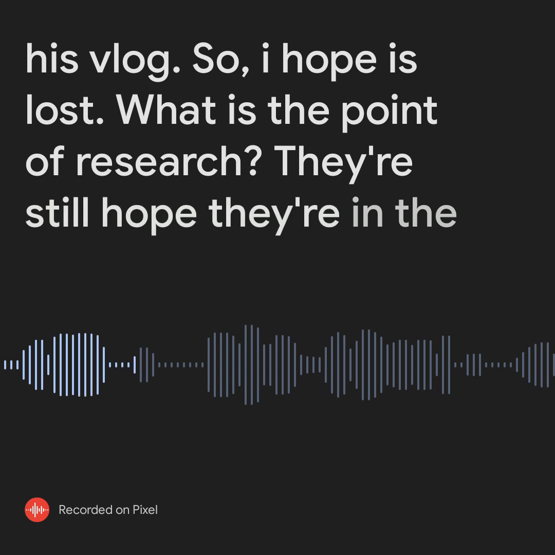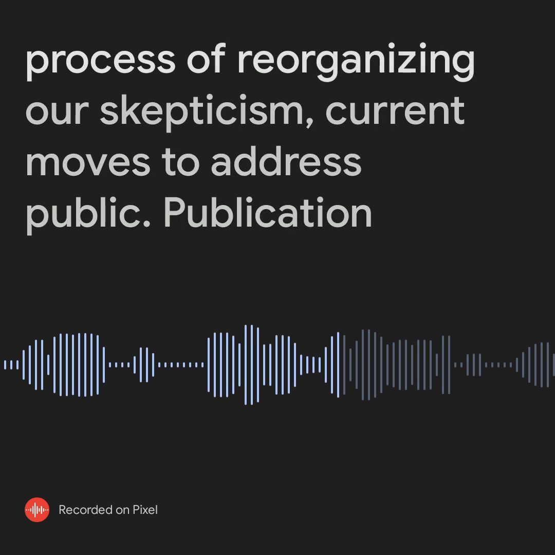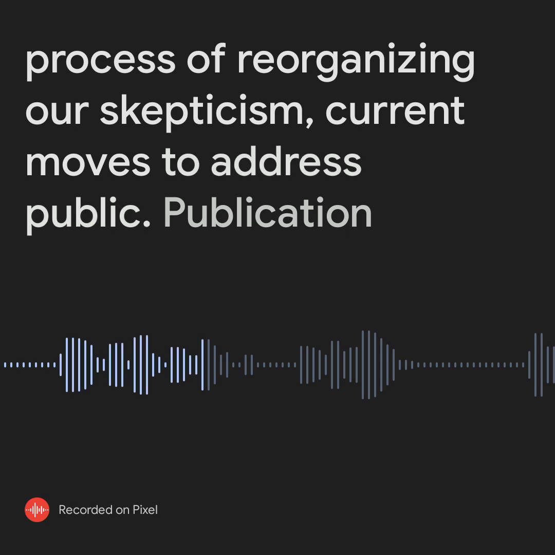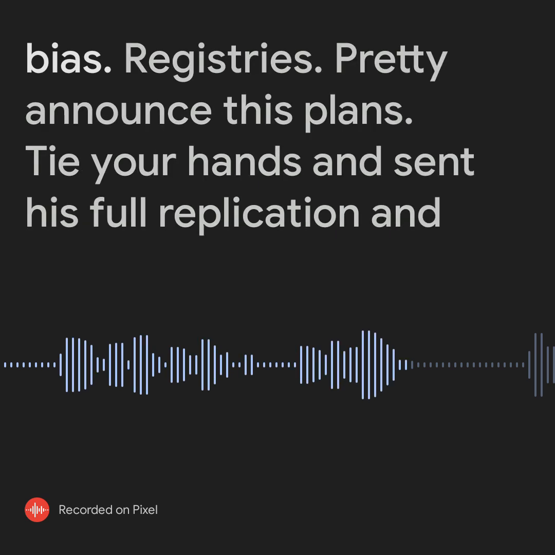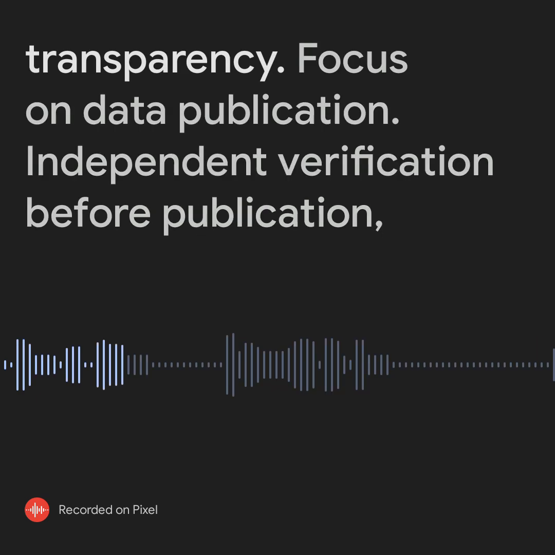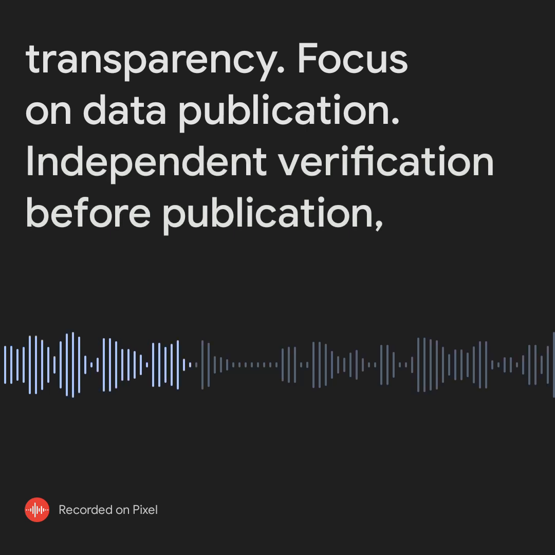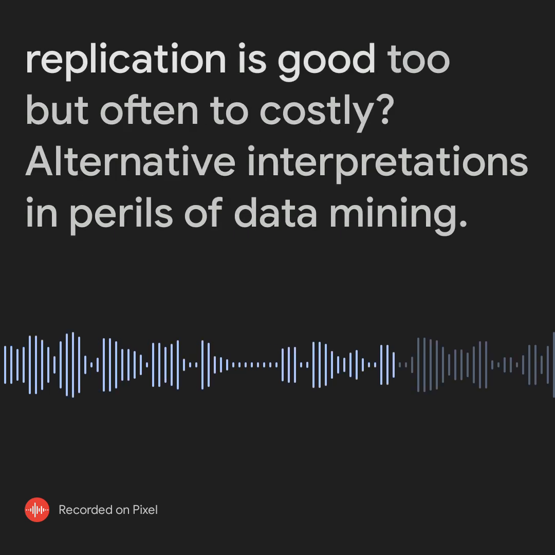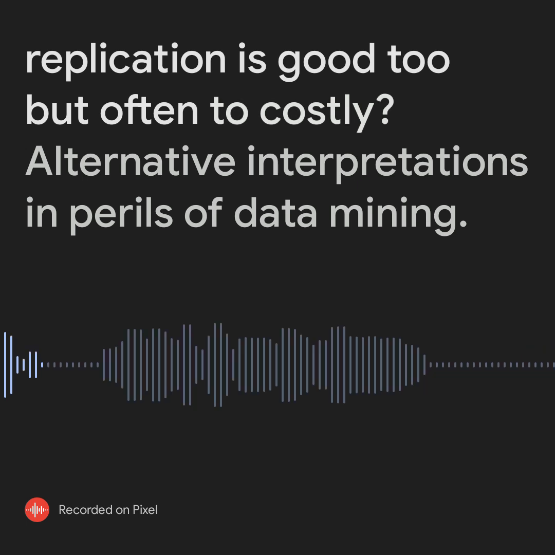There's still hope. We're in the process of reorganizing our skepticism. Current moves to address publication bias: registries, pre-analysis plans that tie your hands, incentives for replication and transparency, focus on data publication, independent verification before publication. Replication is good too, but often too costly.